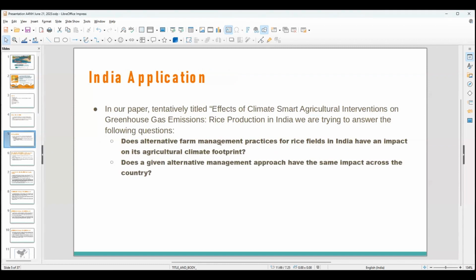So as Prof. Babu already mentioned, we are trying to use this kind of application. So why do we need to know about DNDC? We're working on a paper on the effects of climate smart agricultural interventions on greenhouse gas emissions and rice production in India. We're trying to answer questions like, do different alternative farm management practices for rice fields in India have an impact on agricultural climate footprint? So we try to estimate the global warming potential, or the amount of greenhouse gas emissions from different farm management practices, and whether shifting to one kind of farm management practice reduces the global warming potential, and we can reduce our carbon footprint. And does a given alternative management approach have the same impact across the country? So these are the 2 key questions that we're trying to address in our India application of the DNDC model.